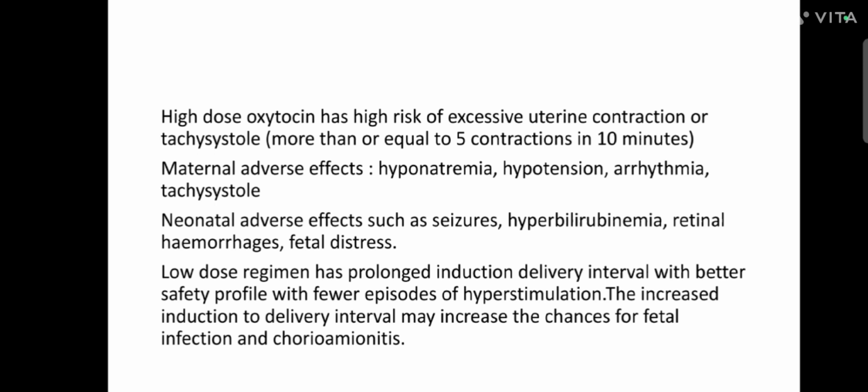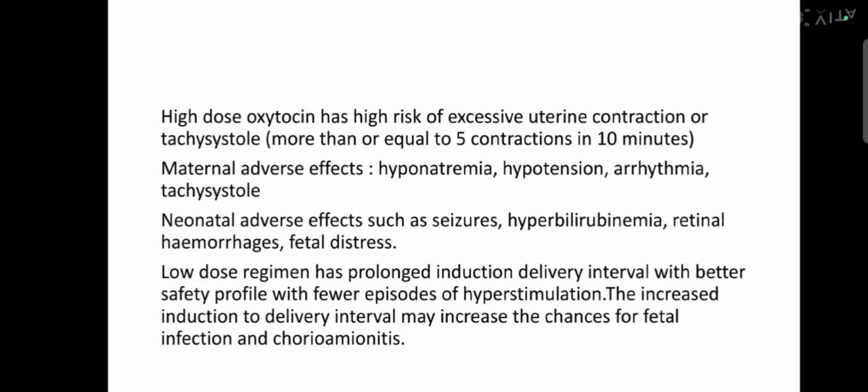Okay, and other adverse effects on the mother are hypotension, hyponatremia, arrhythmia, tachysystole. So on electrolytes, the sodium will be going down. At the same time, the BP will go down. When you have more sodium, your BP will be high. If you have less sodium, your BP will go down. Remember that. And as the BP falls, the heart gets confused and starts going into arrhythmias, and the uterus will undergo more and more contractions, resulting in more than 5 contractions, that is a tachysystole condition.